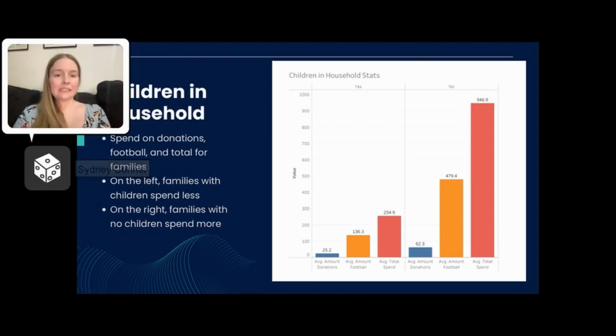So I wanted to look at spend on donations, football, and totals for families. On the left, you can see families with children spend significantly less than on the right, families with no children. So the families with no children spend about 3 times as much as children in the household, and this visualization really hones in on that fact.